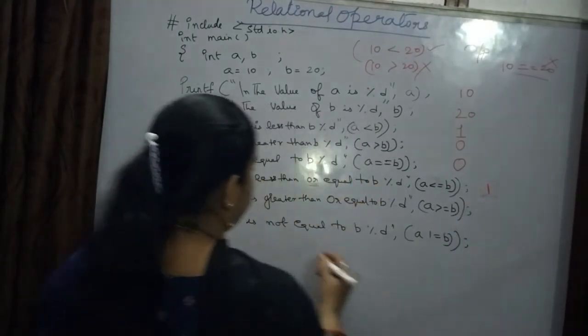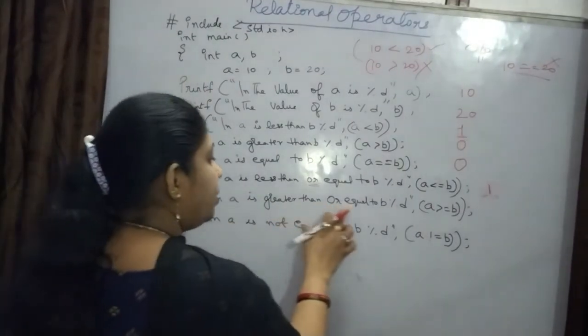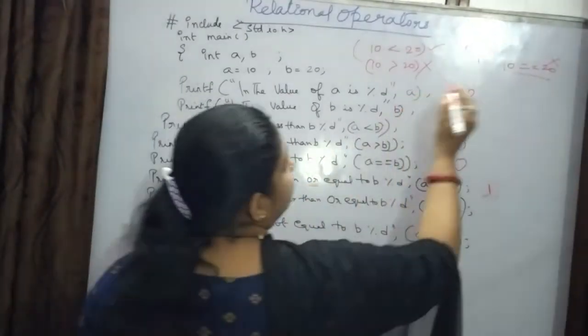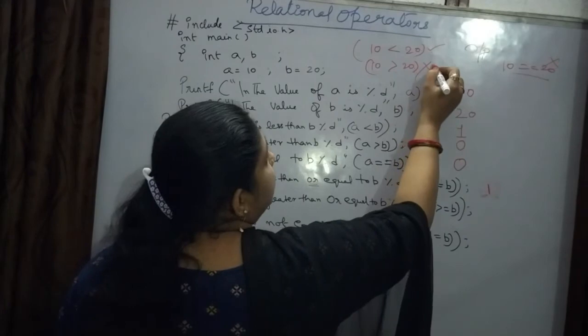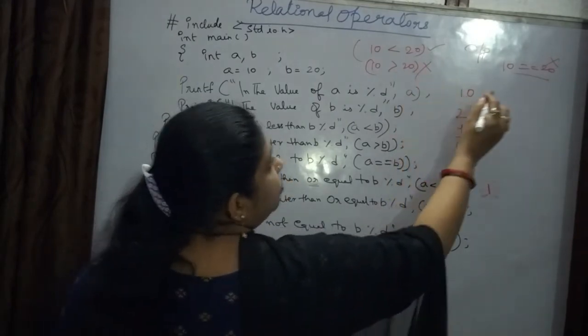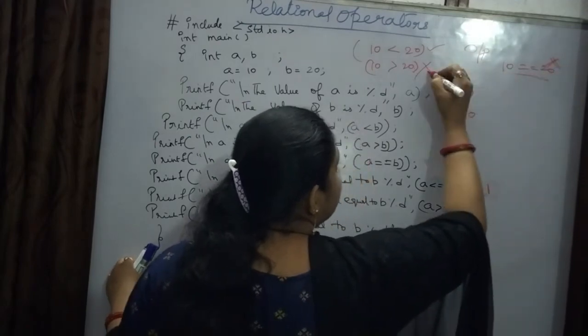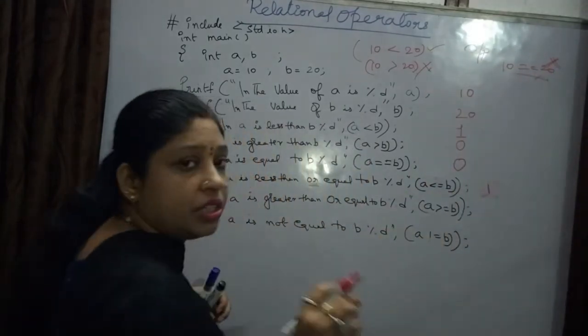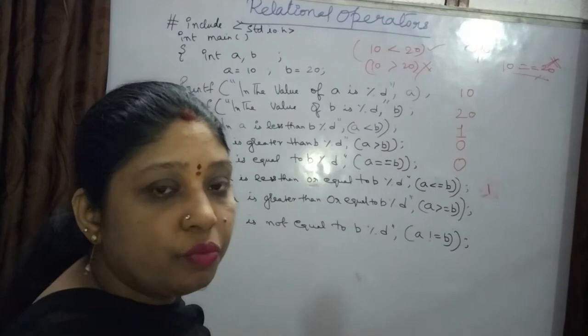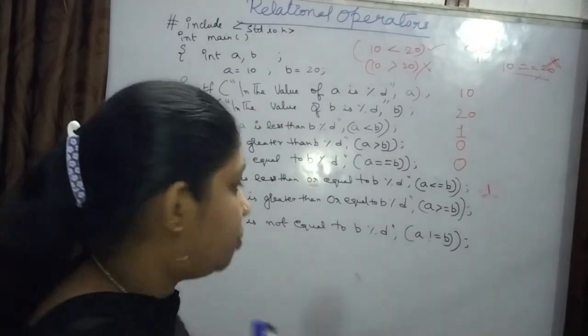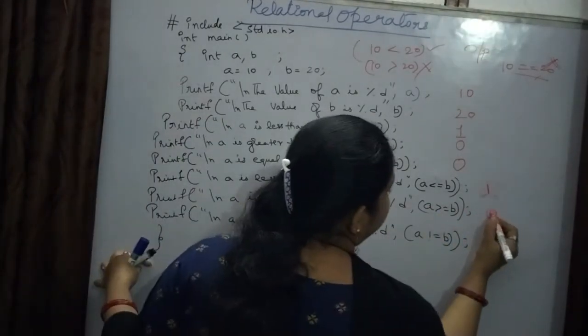Okay. Next, A is greater than or equal to B. A is greater than B, the condition is false. Now check A is equal to B. This condition is also false. So this is false, this is false. The condition is totally false. Then what is the result? The result will be 0. Okay.